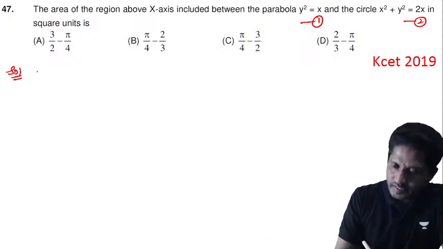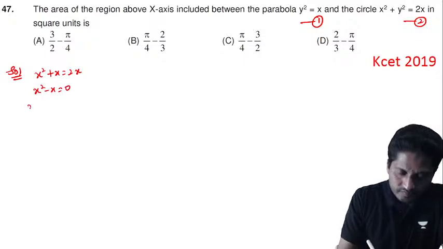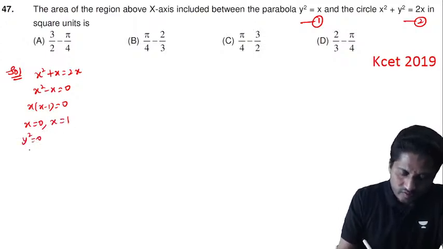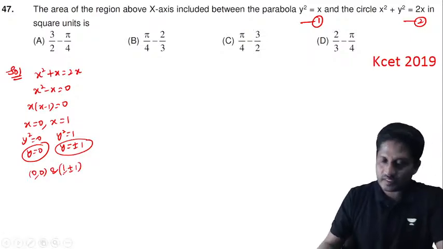If I substitute, you will get this as x square plus x is equal to 2x, right? So this is x square minus x is equal to 0. Take x common, x into (x minus 1) equal to 0. x is equal to 0, x equal to 1. If x is 0, y square is 0, that is y is 0. If x is equal to 1, y square is 1, y will be equal to plus minus 1. Okay, I get the points as (0, 0) and (1, plus minus 1). Up to here it is correct.